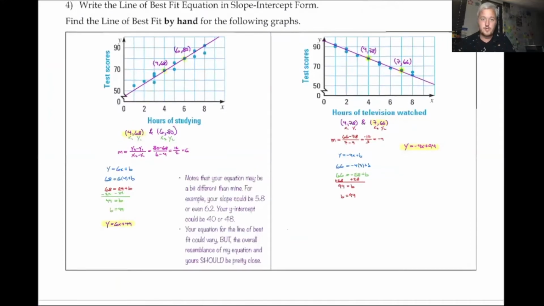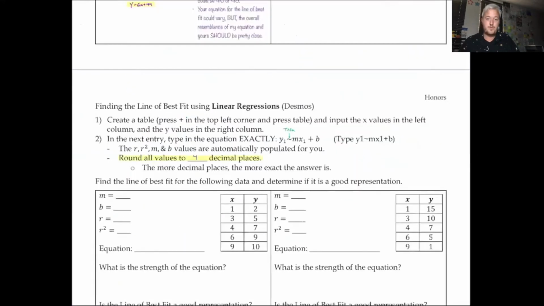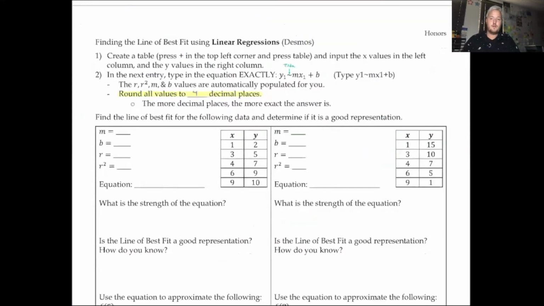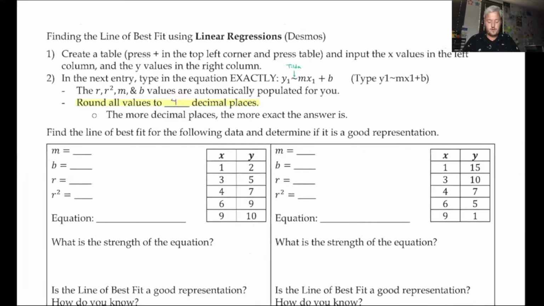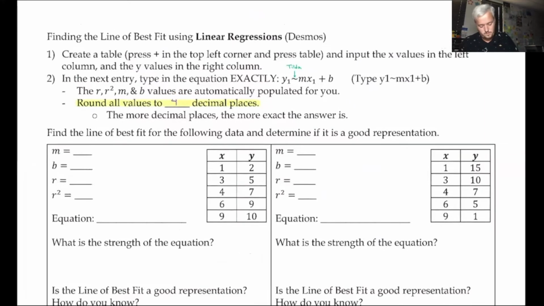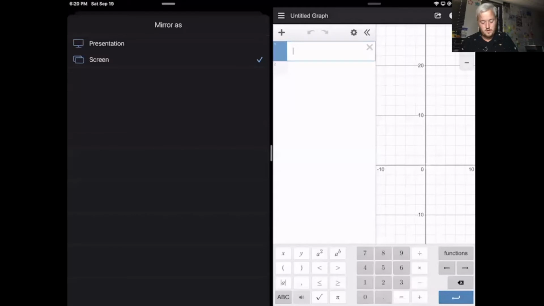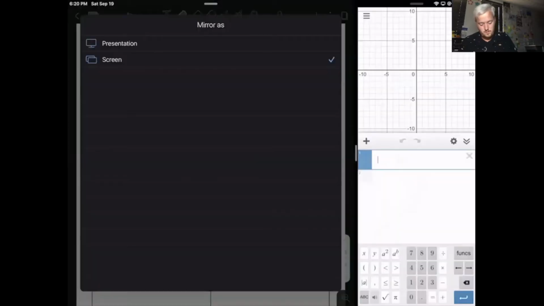So I can actually do these using technology. So I'm going to use Desmos. All right, so let's split screen with Desmos. Let me show you my exact screen. Hello, go away. There we go.